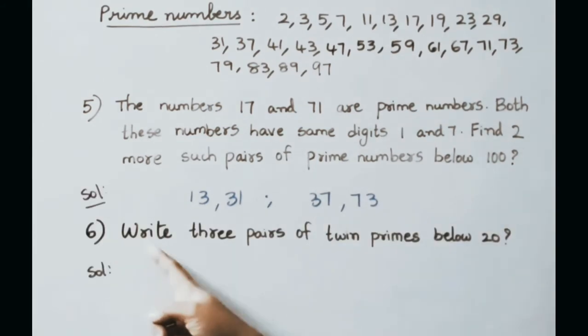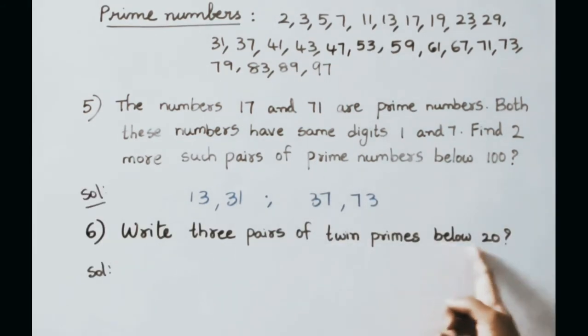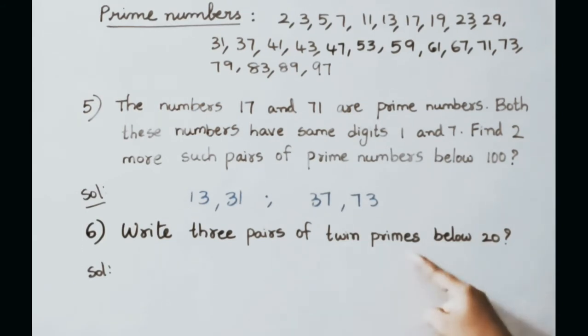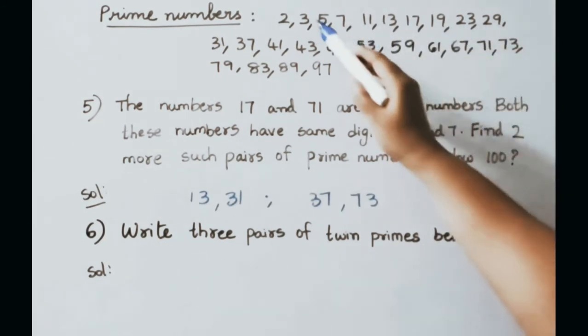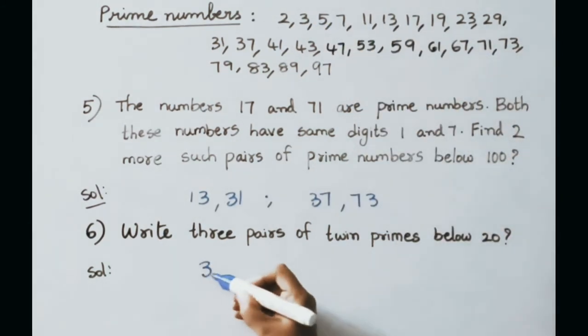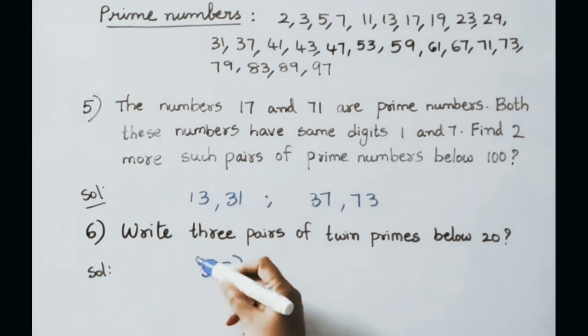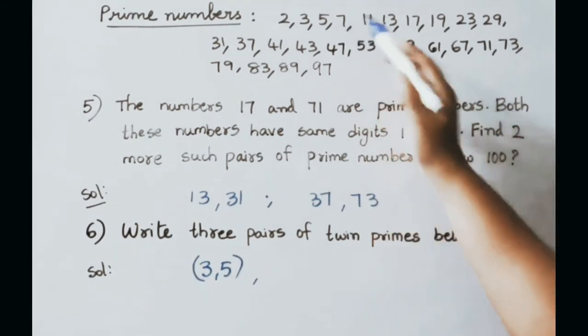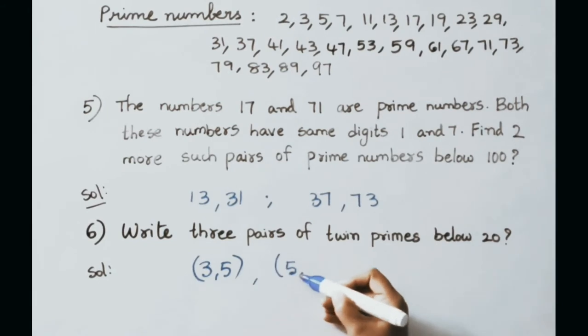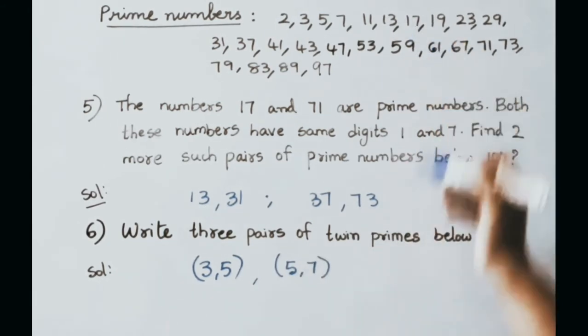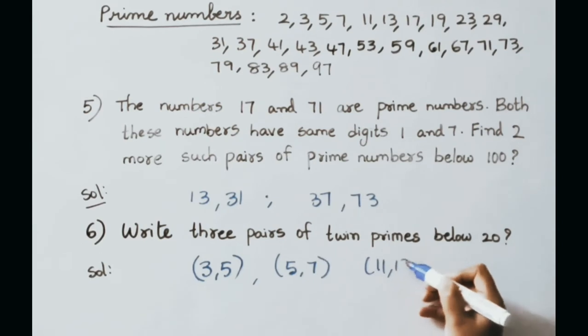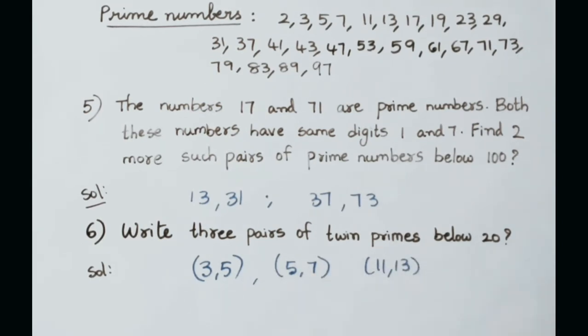See now sixth question. Write three pairs of twin primes below 20. So what are twin primes? The prime numbers that differ by 2 are called twin primes. See the prime numbers list. 3 and 5, comma 5 and 7, next 11 and 13. All these are three pairs of twin primes below 20.